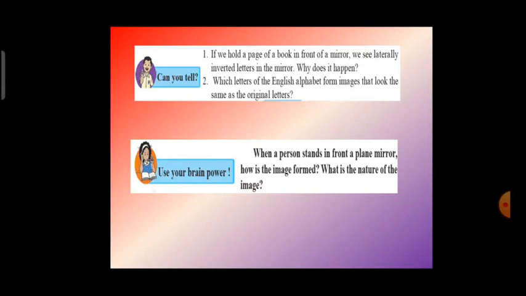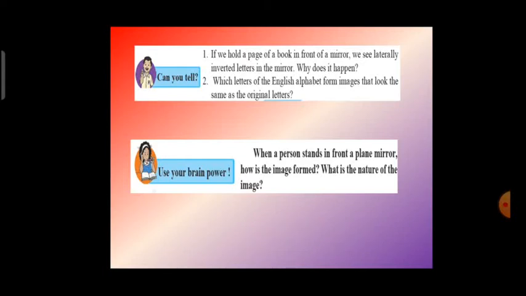Okay, next, use your brain power. When the image of a word appears laterally inverted in the mirror, and the image of every point on the word is formed behind the mirror at the same distance from the mirror as the point itself, this is called lateral inversion.